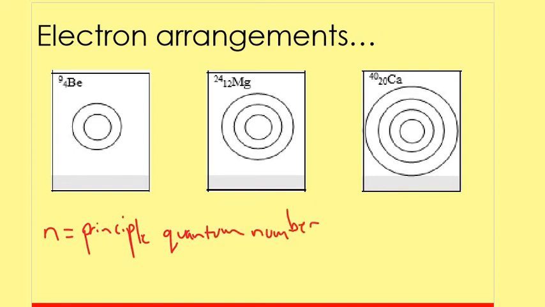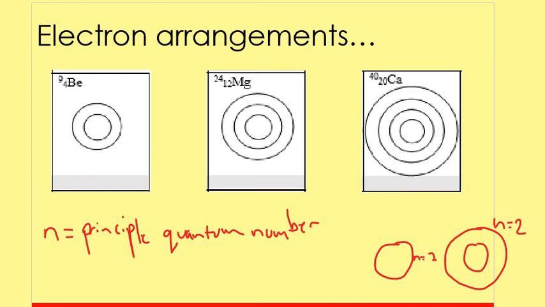So if I draw a quick diagram here showing the shells, the first shell is n equals 1. The second shell is n equals 2. And so on and so forth. And we can use this to refer to the position of electrons around an element. Let's have a go at drawing the electron configurations of these elements.